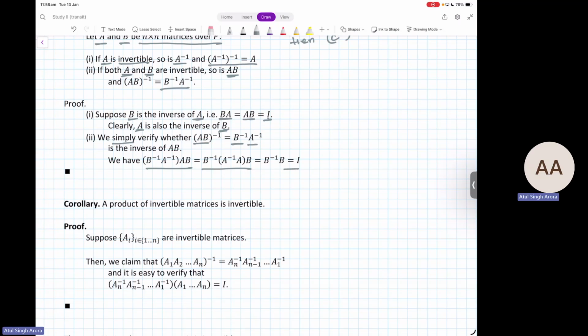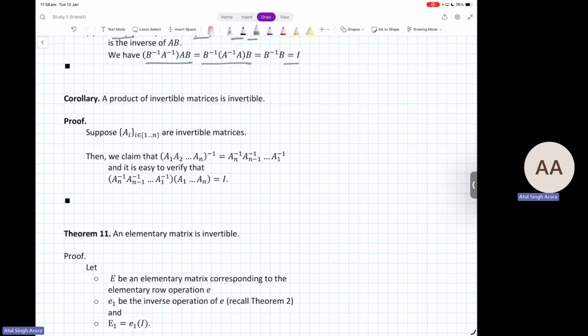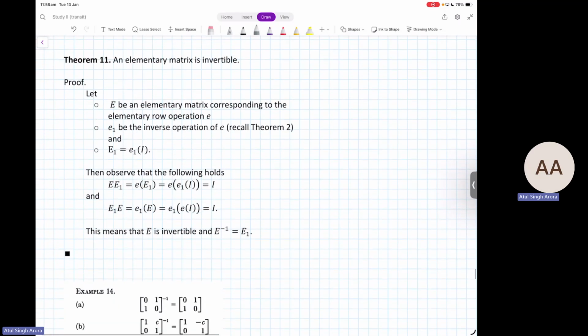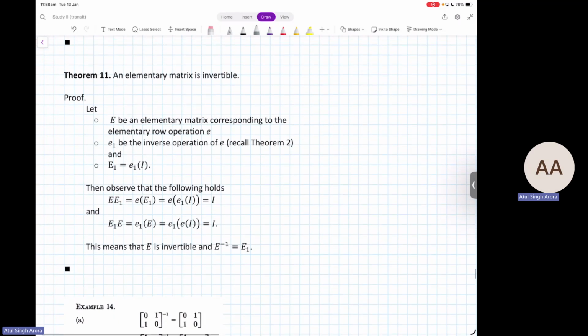Okay. Now, here's the final corollary. A product of invertible matrices is invertible. So this is just generalizing what we said before. If you have a product of these matrices and you take this as the inverse, it's easy to check that it will give you identity. So there's nothing going to happen. Well, so now let's look at theorem 11.